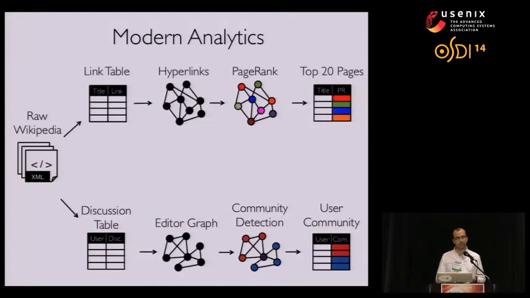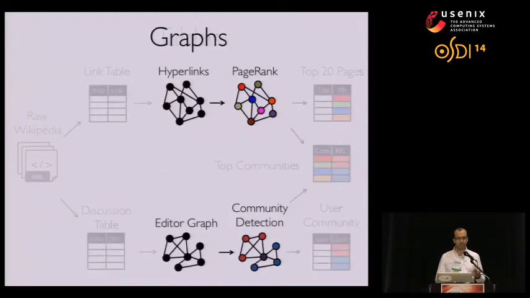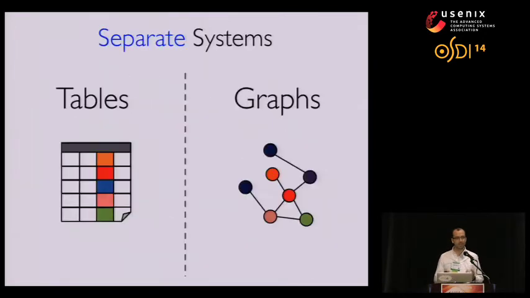Now we're not done here because ultimately we want to bring multiple views together. And so we might actually ask, can we combine the PageRank analysis with the community detection analysis to identify the top communities on Wikipedia? Now in this story, we talked about multiple views of data. We looked at data as a table, and we also looked at data as graphs. And so when we think about building systems for doing this kind of analytics today, they're really sitting in two separate categories. We have separate systems for each of these views.